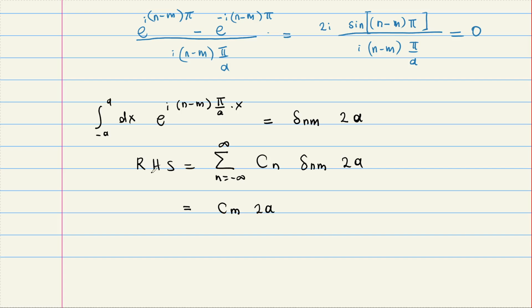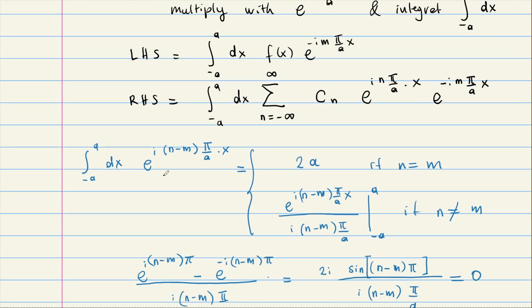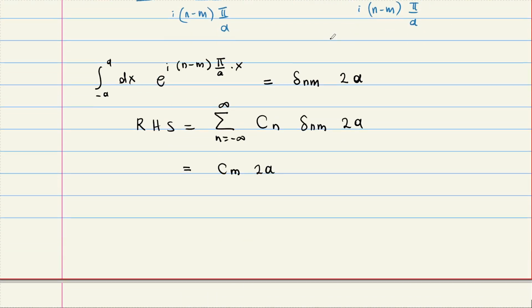And right hand side is equal to left hand side. And left hand side is this. From here we have an expression for Cm. So this is Cm is equal to integral from minus a to a dx over 2a f of x e to the minus i m pi over a times x.